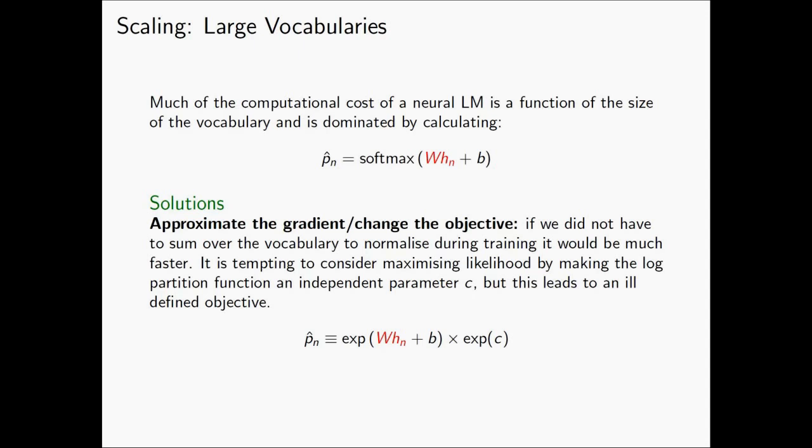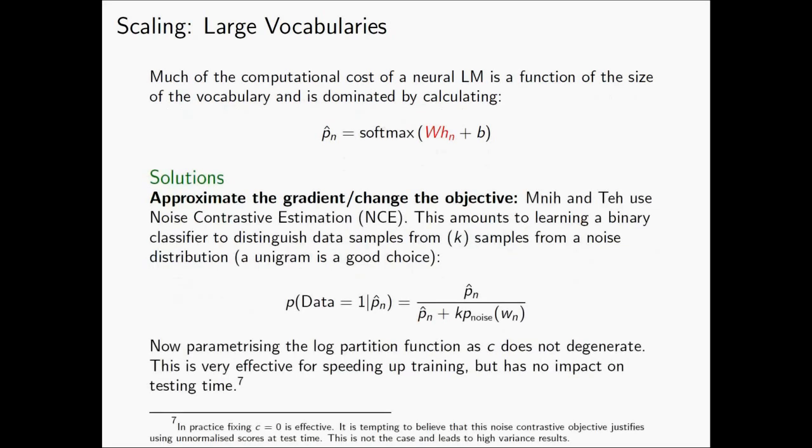That way we might get away with not doing that big sum. Now, we can't do that in the trivial sense because otherwise we wouldn't get a well-defined normalized probability distribution, because that's exactly what the job of that c is to do, to normalize. But if we're a bit clever about it, we can come up with some novel objective functions which leverage this. And this is what something called noise contrastive estimation does, an idea introduced by Mnih and Teh.